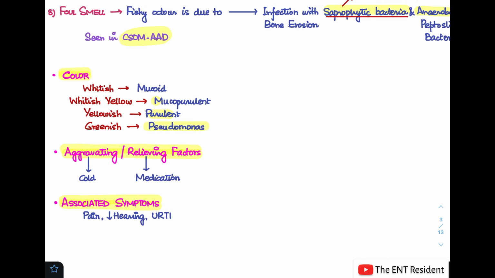Last of all, what are the aggravating and relieving factors of the ear discharge? It can be aggravated by cold, episodes of cold, which is upper respiratory tract infections, and usually relieving factors are medication. And along with this, you also have to ask what are the associated symptoms along with the discharge from the ear. It can be a pain in the ear, a decrease in hearing, or upper respiratory tract infection.